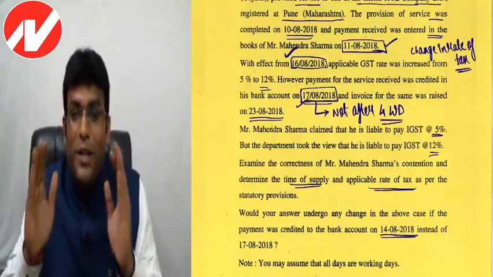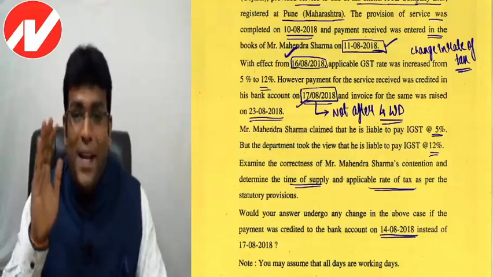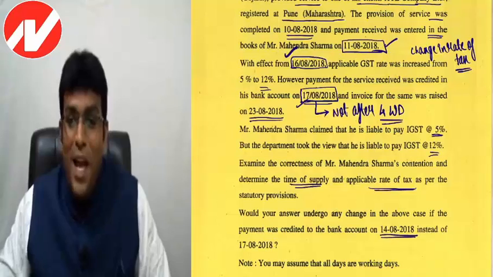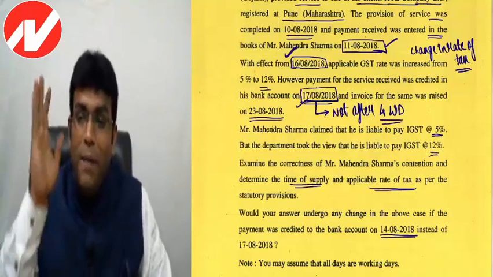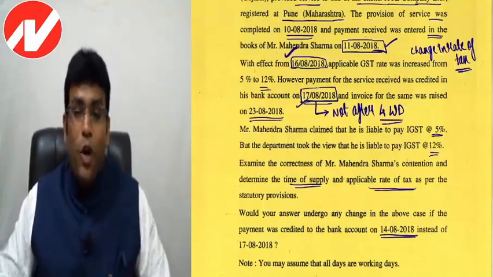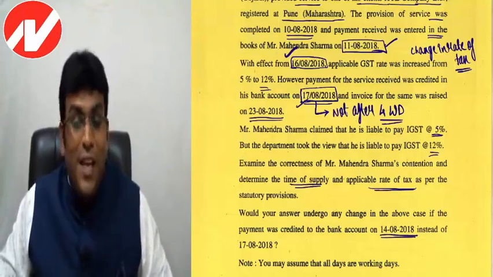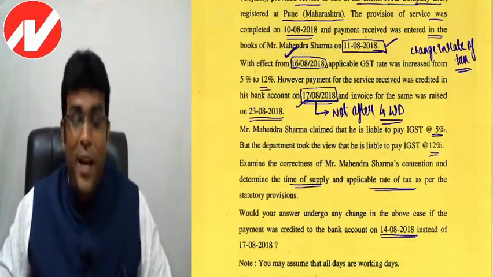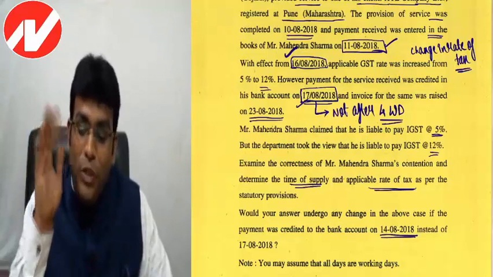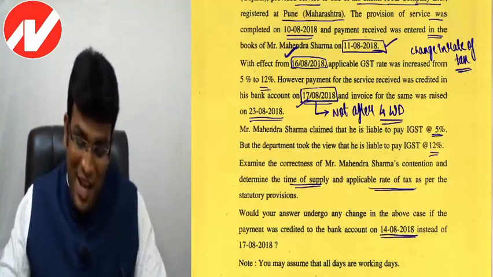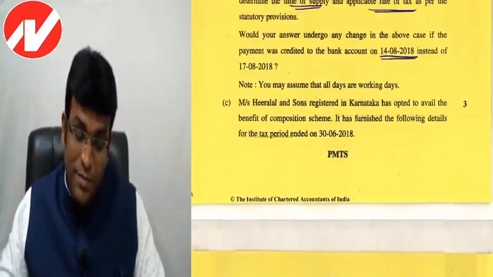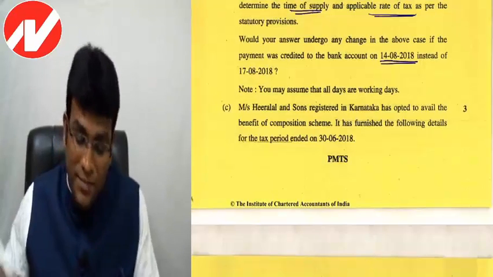But the special point is that if credit in bank account is after 4 working days from change in rate of tax, then we'll take date of payment as credit in bank account. That special point is there only in section 14. That's it. That is the story of this wonderful question, my dear friends. Makes sense, right? Brilliant, come on.